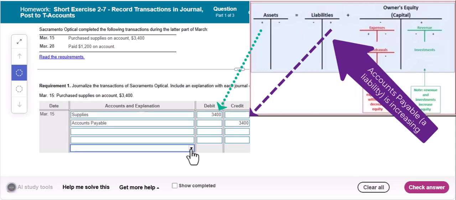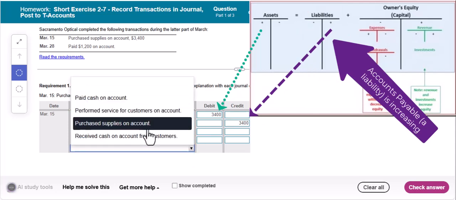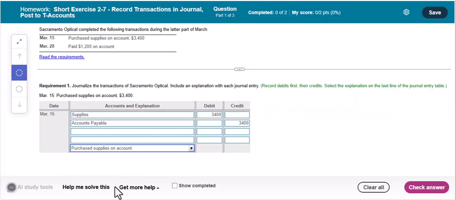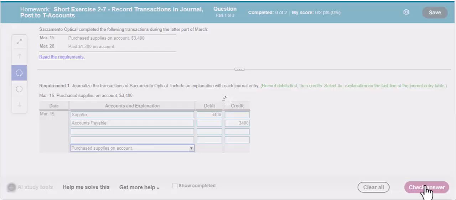And then let's get our description in here. So we purchased supplies on account. And now this is not a very realistic explanation. A more realistic, real-world explanation would be the name of the company that you owe this money to. So now let's go ahead and check our answer. Well done.